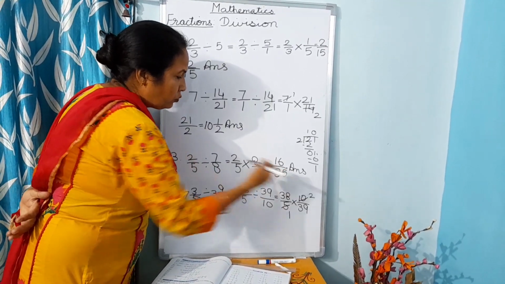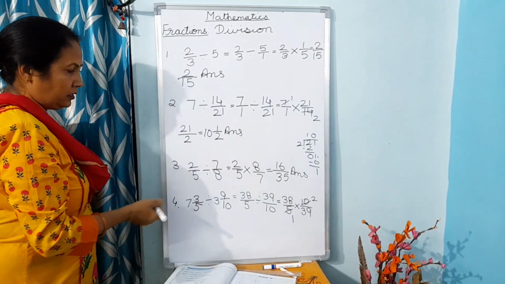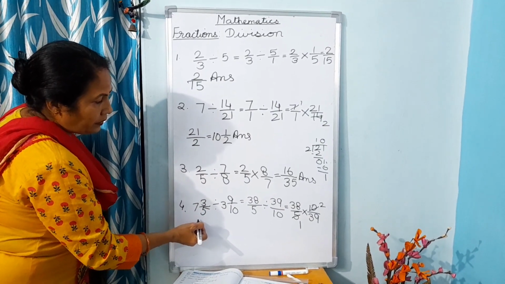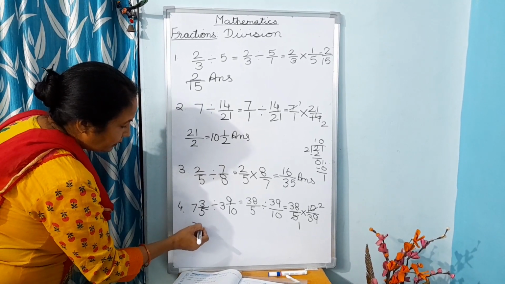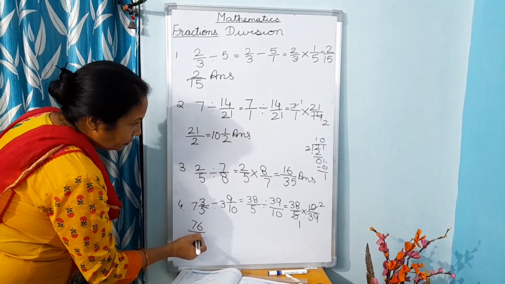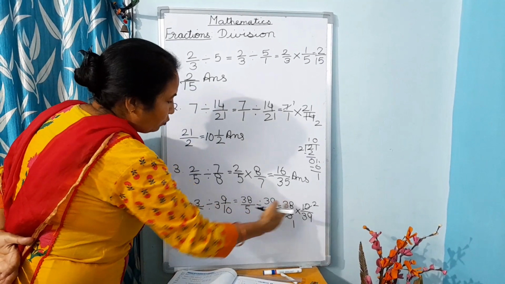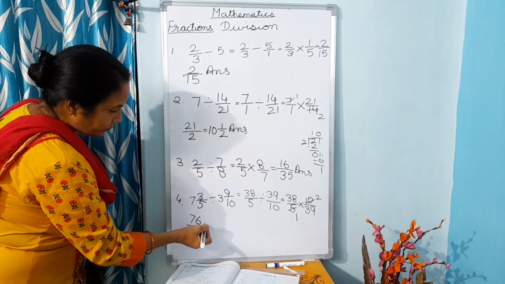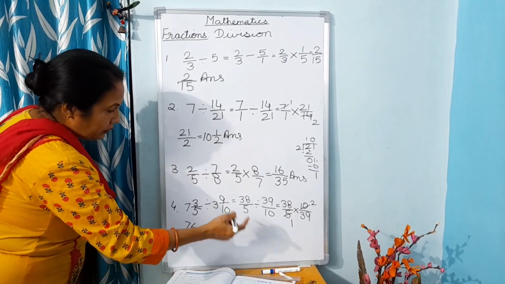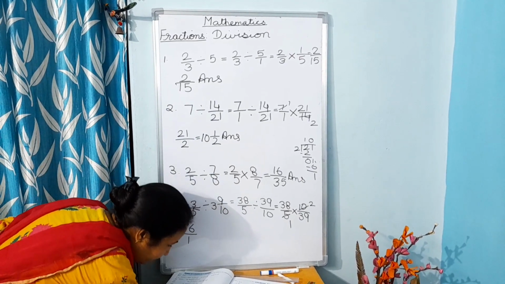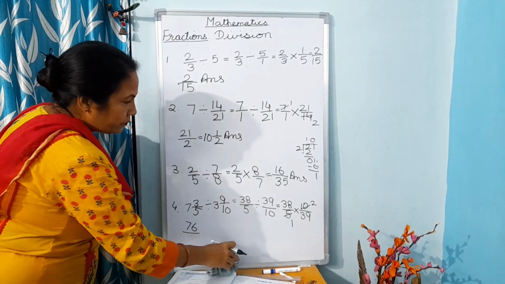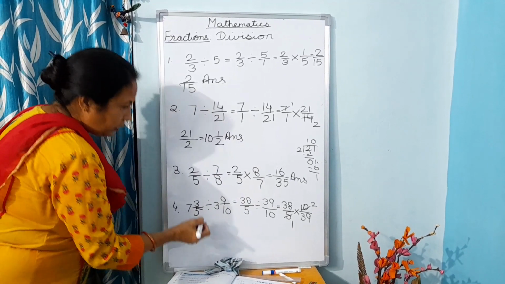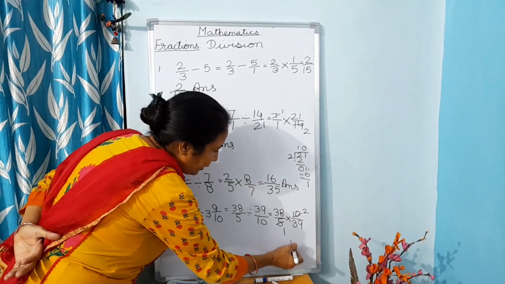Now you are going to multiply this. So 38 into 2 will be 76 upon 1. See, 8 twos are 16 and 3 twos are 6, 76. Don't write upon, and then 39. Now this you are going to divide here.